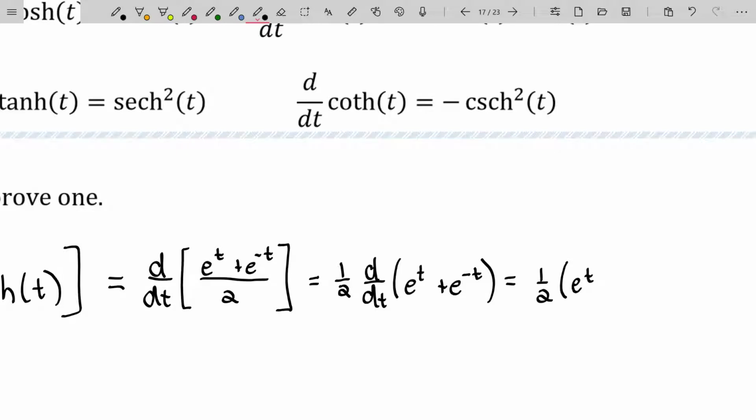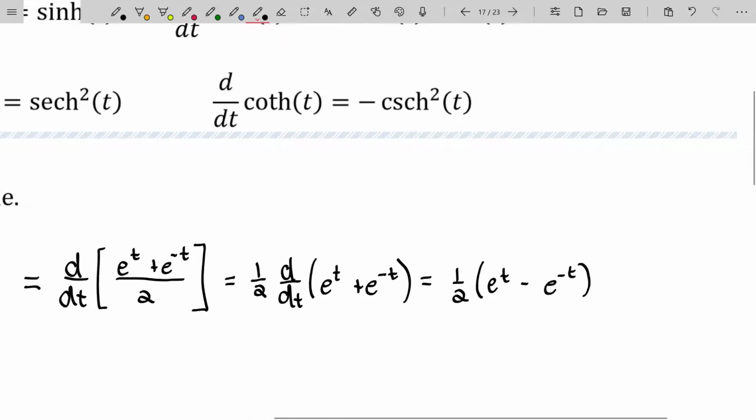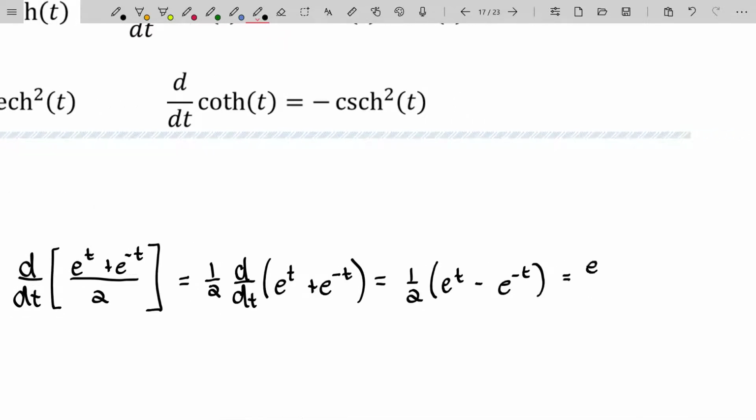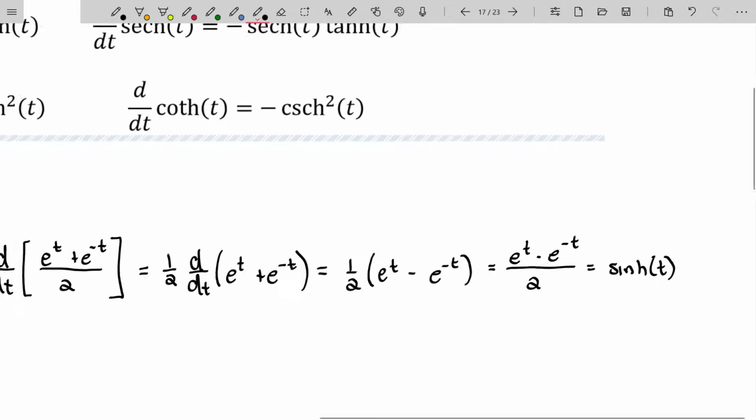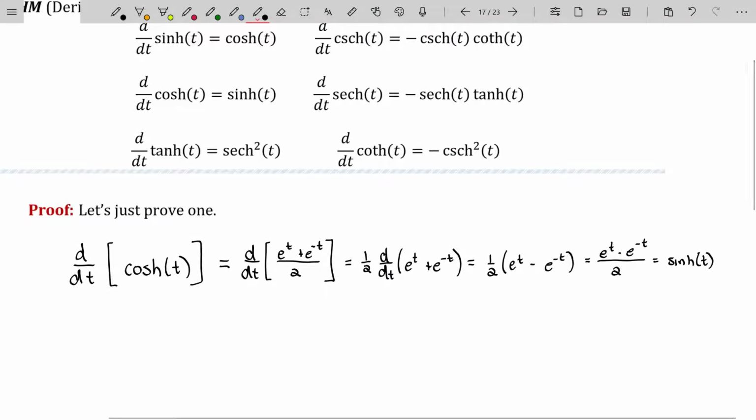And the derivative of e to the negative t is e to the negative t, but times the derivative of negative t, which is a negative 1. And as you can tell, that's e to the t minus e to the negative t all over 2, which is the sinh. Very fast, nice, clean proof. A single line, all it took for me.